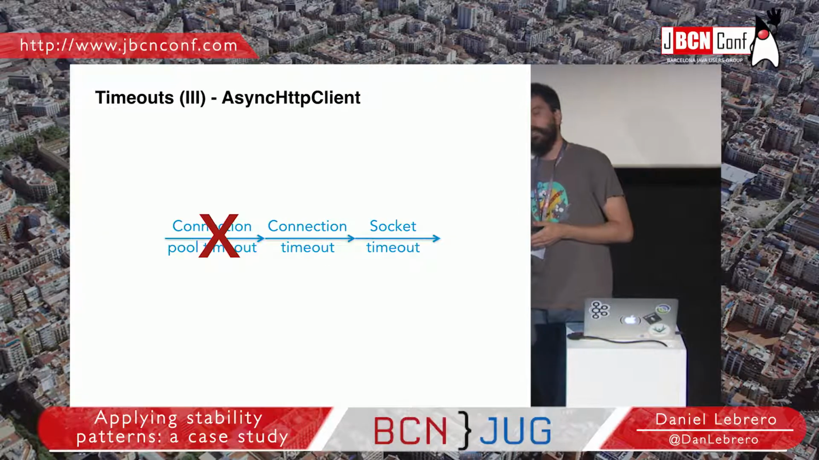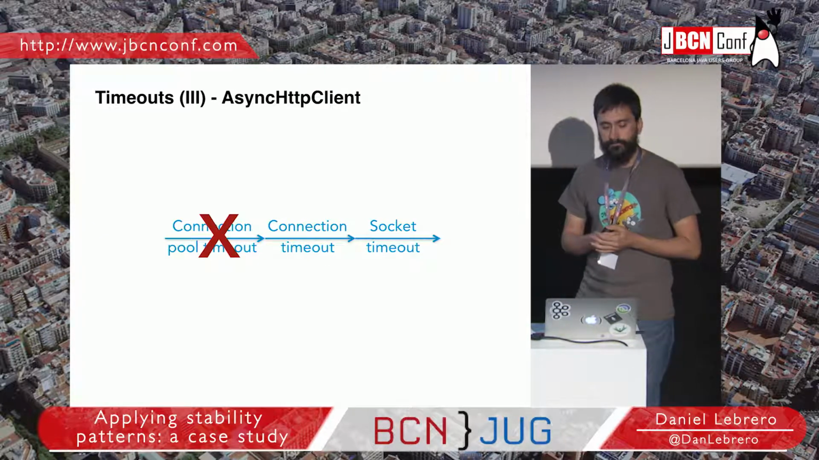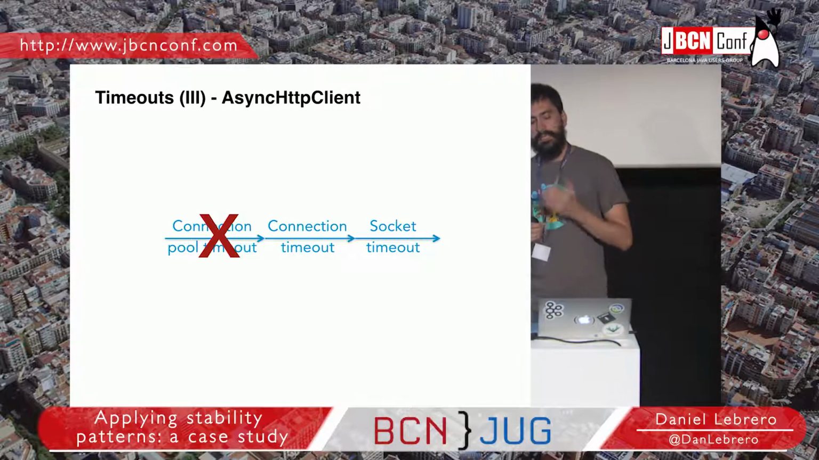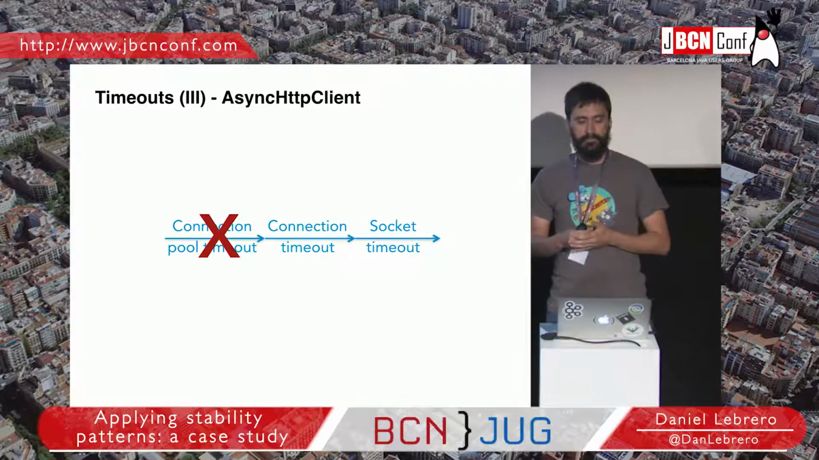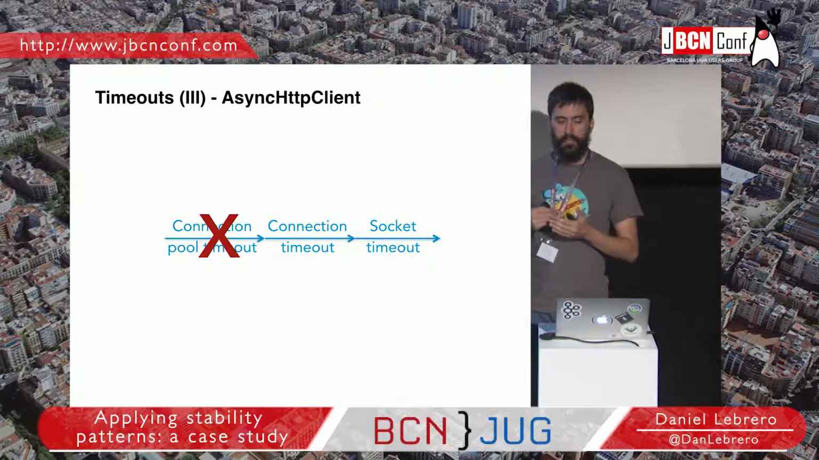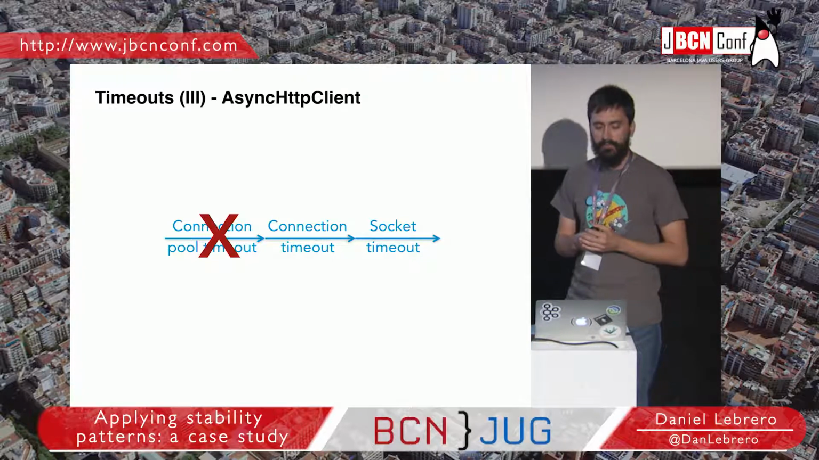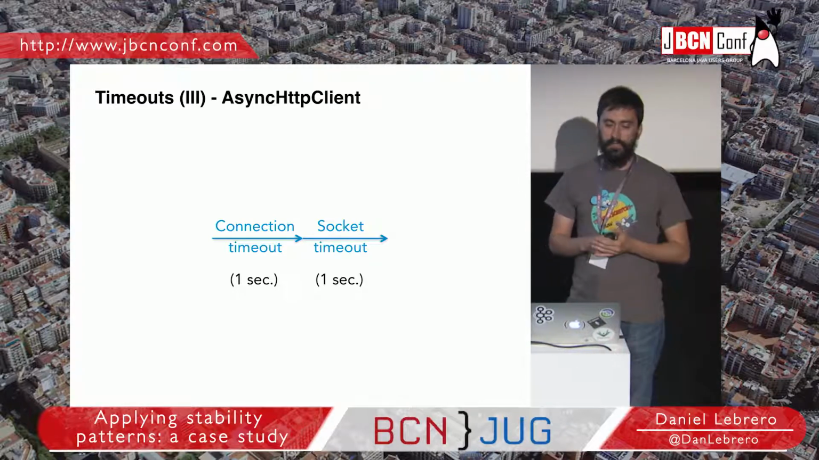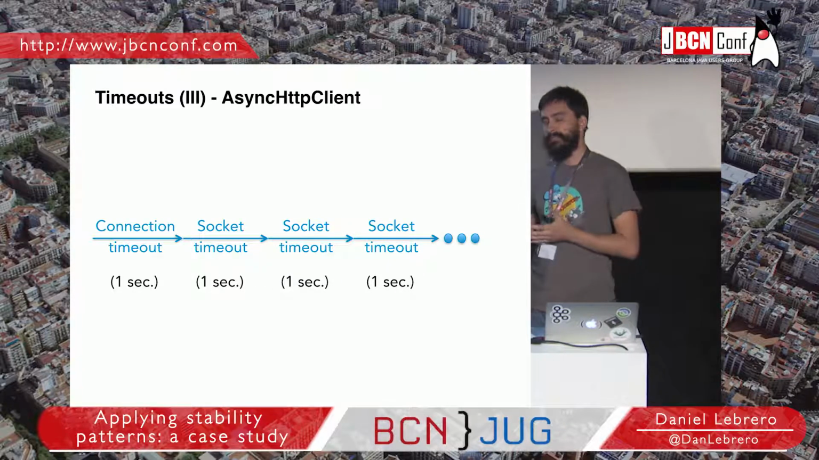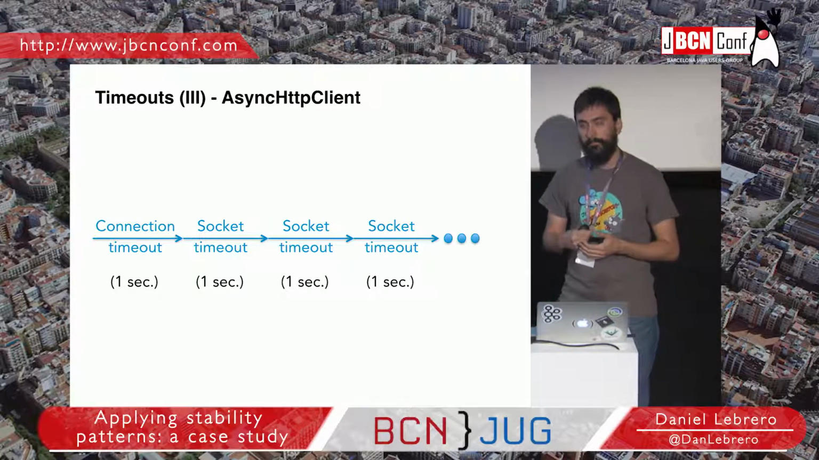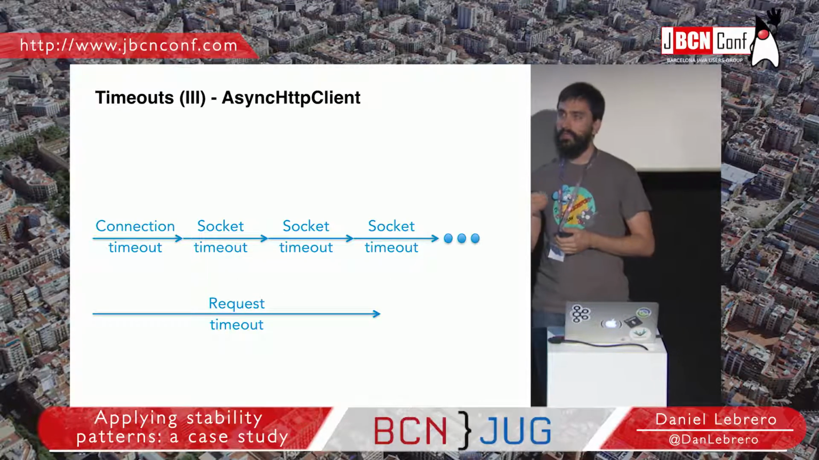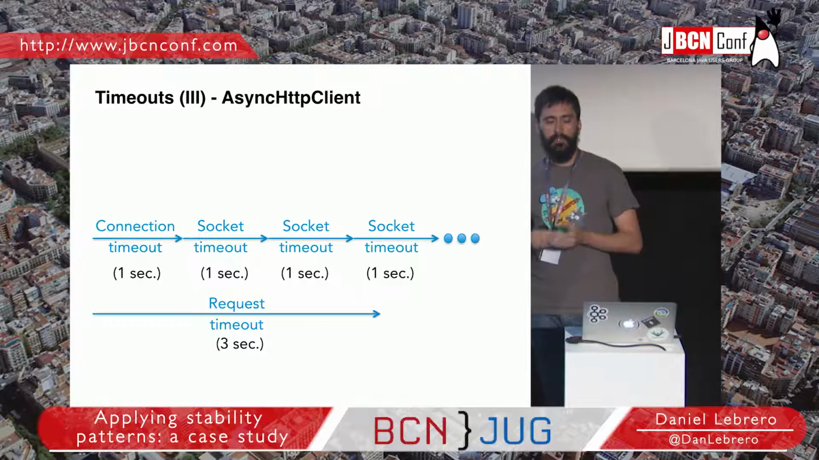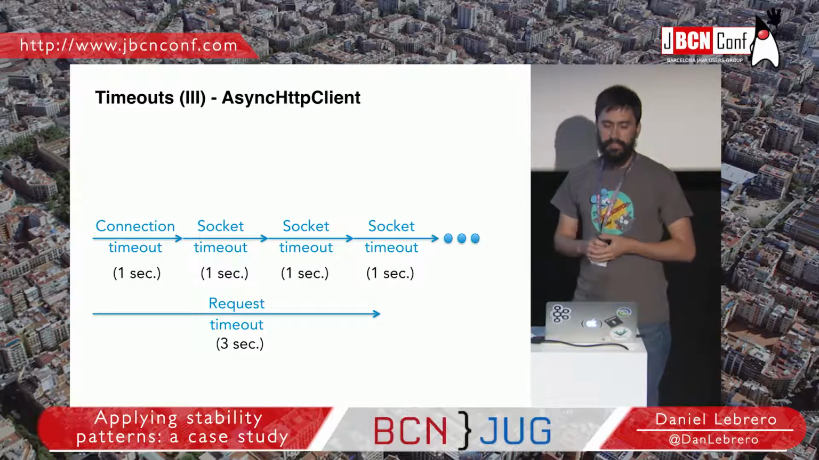In other places of the application, we are actually using the async HTTP client. The first difference between the async HTTP client and the Apache HTTP client is that the async HTTP client doesn't have a connection pool timeout, so it will never wait for a connection to be available on the pool. Now, if you configure the async HTTP client exactly the same way, you will get the same behavior. So in theory, it can take forever. But the async HTTP client comes with a third timeout parameter, the request timeout, that does what you would expect: it will bound the amount of time that a request can take.